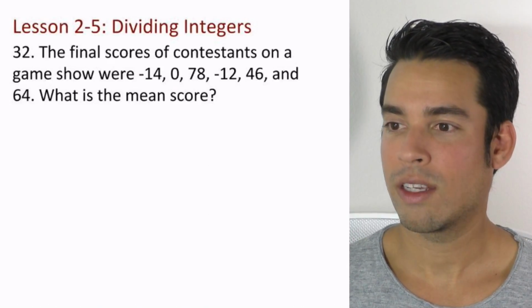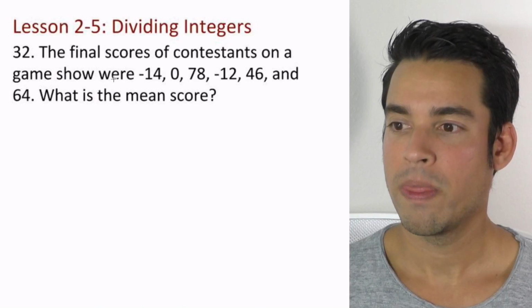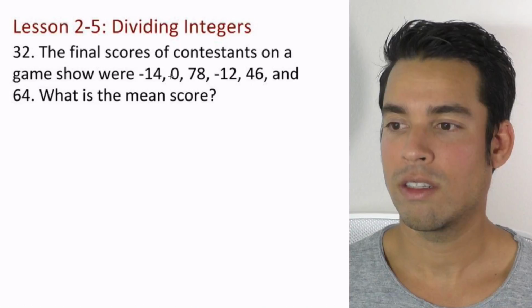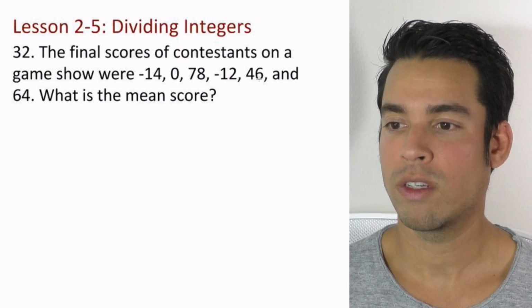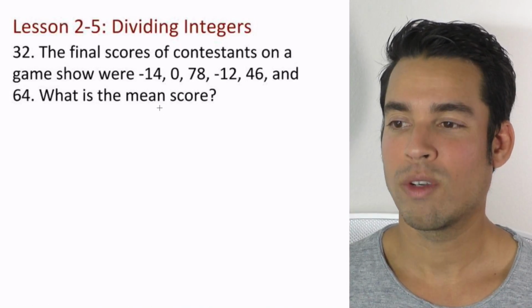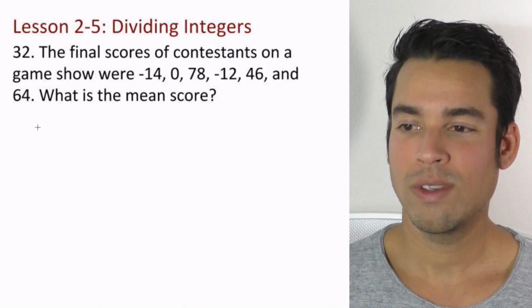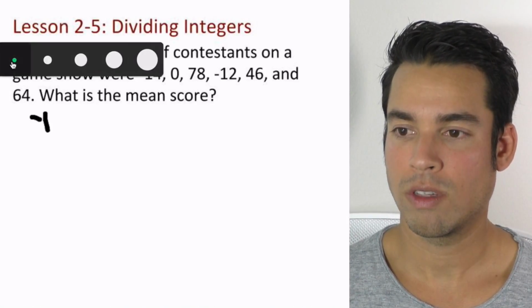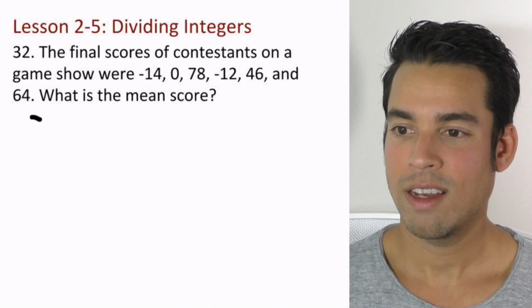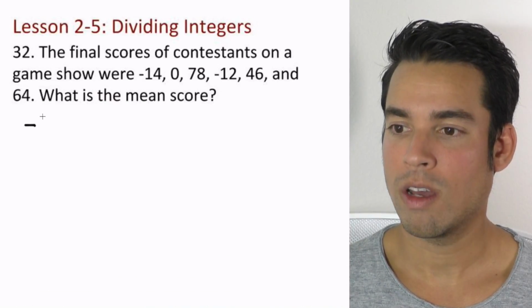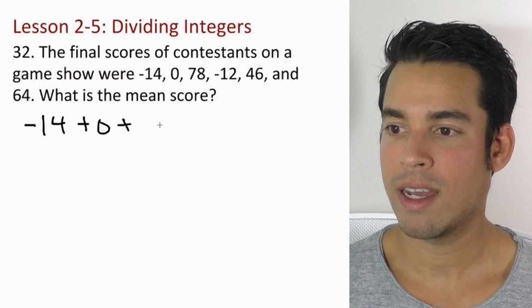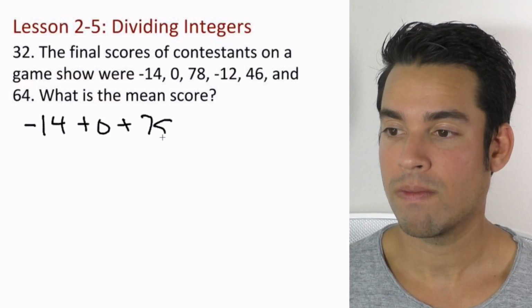So now we got to go on to number 32. The final scores of contestants on a game show were negative 14, 0, 78, negative 12, 46, and 64. What is the mean score? All we got to do is to calculate the mean. Oops, this is too quick here. So we're going to undo that. So all we got to do is add all these numbers up, and then divide by the number of scores that there are.